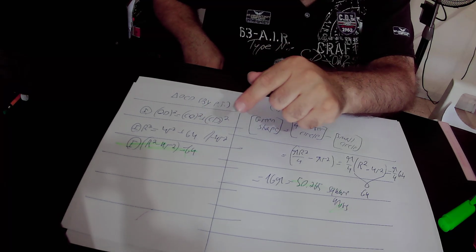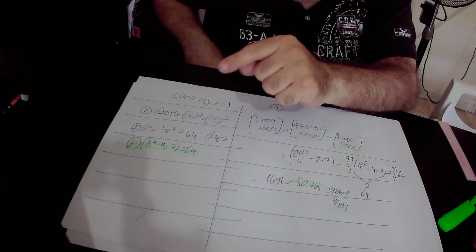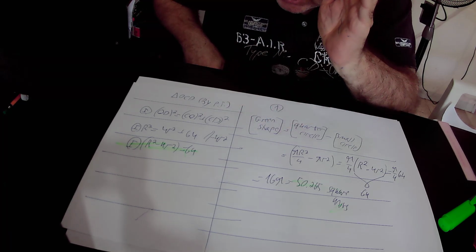64. We subtracted 4R square from this equation and found that capital R square minus 4R square equals 64 according to equation number 1.